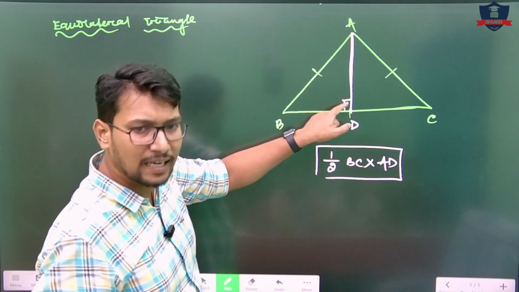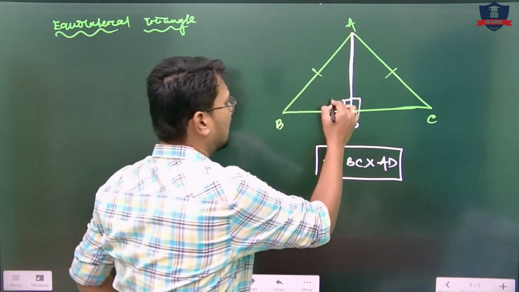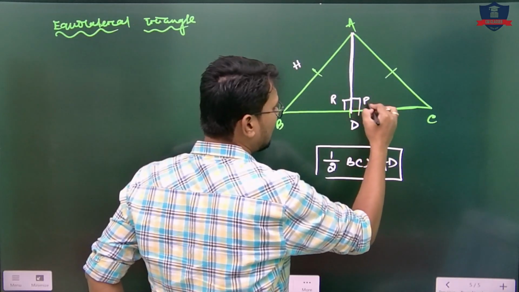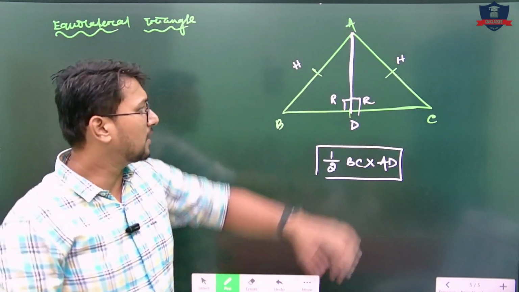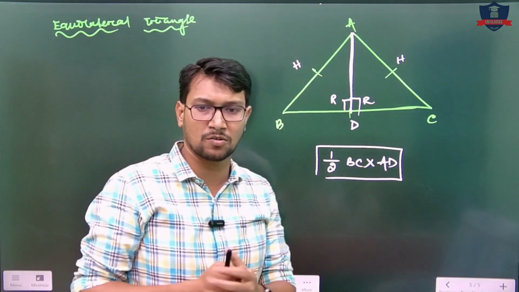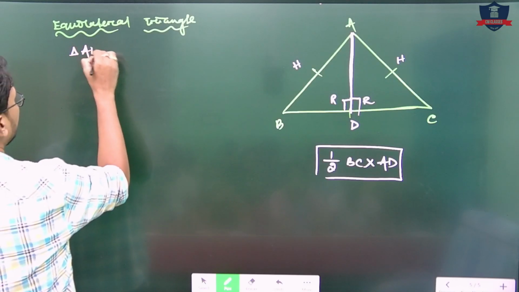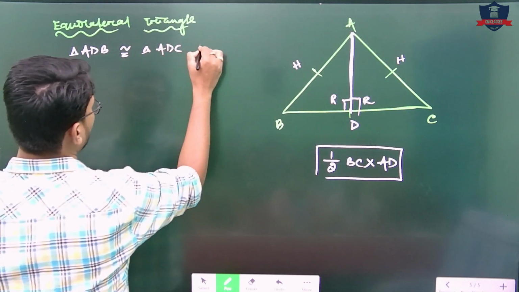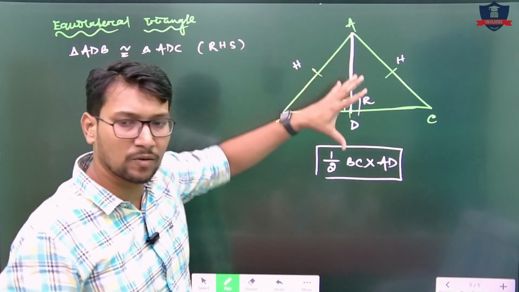Why? This is a right angle, these two sides are equal, and this right angle is also there. The side opposite to the right angle is the hypotenuse. This is also opposite to a right angle, the hypotenuse. Is this a common side or not? Common side. So therefore triangle ABD is congruent to ACD by the RHS rule. Yes or no? Right? So we can write triangle ADB is congruent to triangle ADC by the RHS criteria.